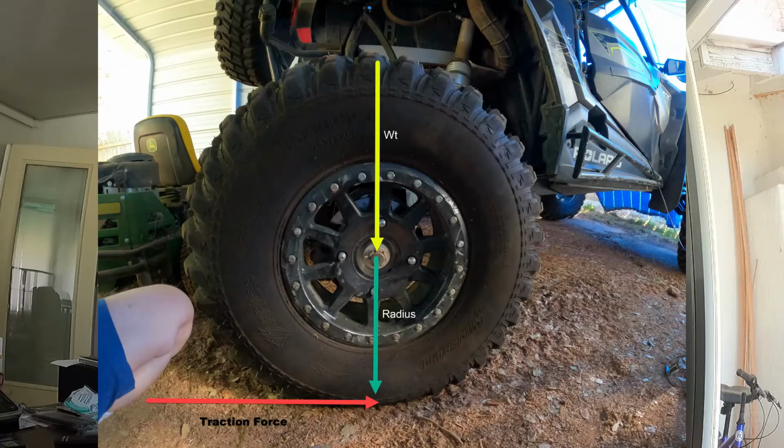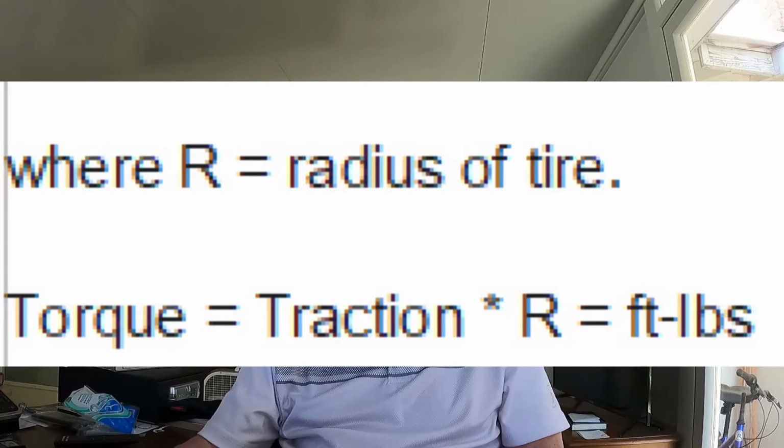Traction is a resistive load between the road surface and your tire. We use that resistance to propel the car. So how much torque is required to generate traction? Let's take a look at our tire. You can see R is the radius of the tire, and the torque required equals the traction times the radius of the tire, and the units are foot-pounds. Our engine has to provide this torque, and the transmission and drivetrain have to transfer it to the tire.